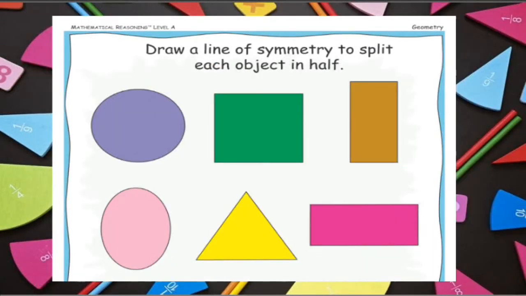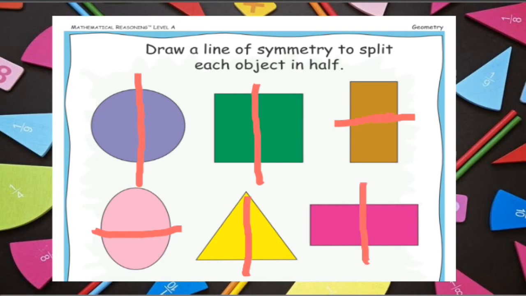Okay, we are almost done for today's class. They said draw a line of symmetry to split each object in halves. I think this is fun, right? So let's do it together. Are you ready? 1, 2, go. Oh, I love this, right? Oh yeah, let's see this one. Yes, and this. Clap for yourself.